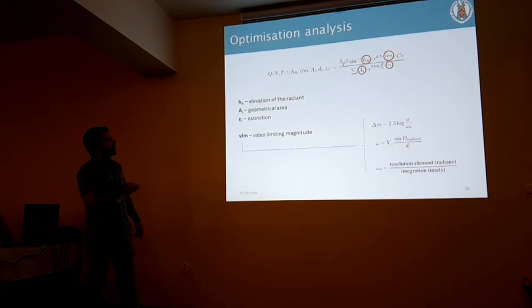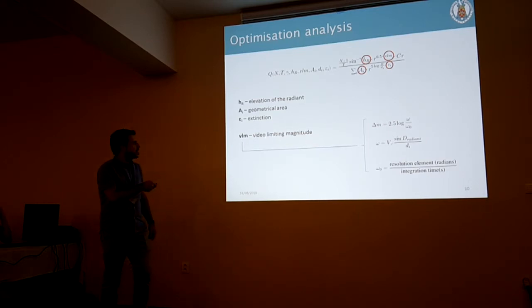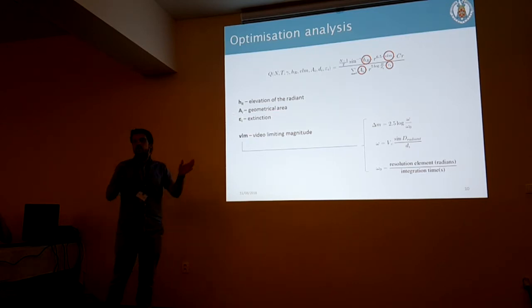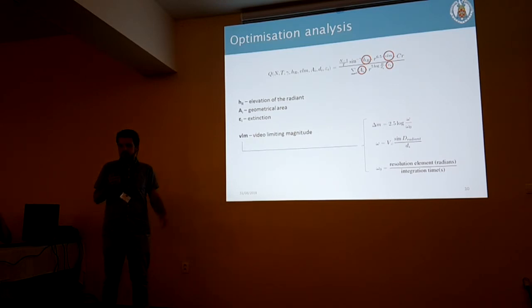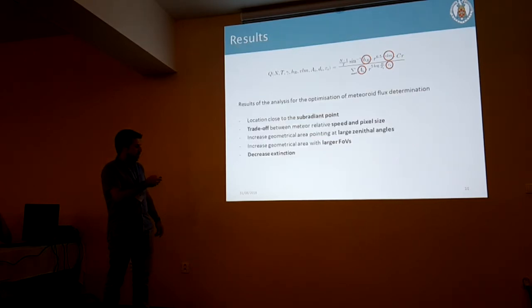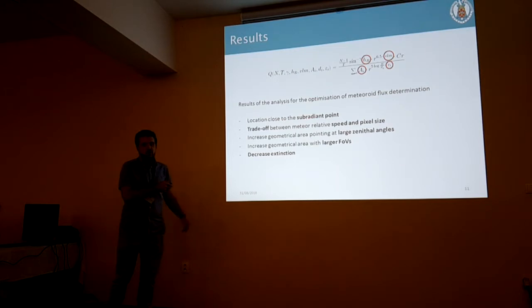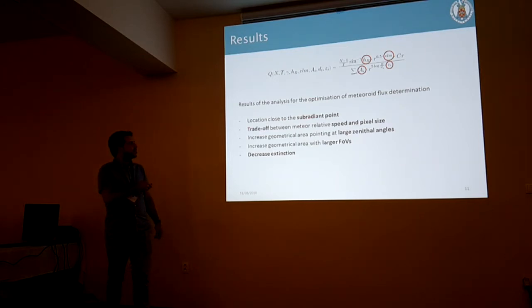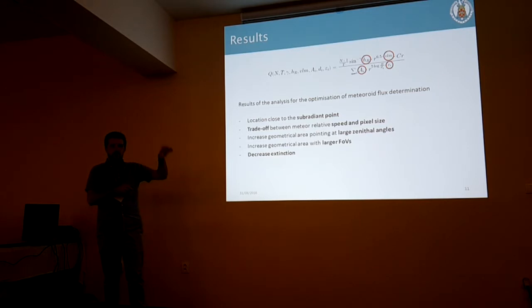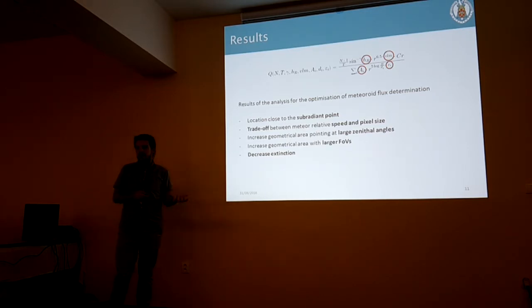Of course, you want to have the radiant height, but you cannot choose that. It depends on the place. Circo already dealt with this topic. So I was trying to increase the geometrical area, putting a larger field of view and checking whether you can still do good work with a terribly large field of view, while dealing with extinction. Of course you want to go close when you have the radiant in the zenith, a trade-off between meteor relative speed and pixel size. And this is the part I was working on: increasing the geometrical area by always pointing towards the horizon, but then you get a lot of extinction.